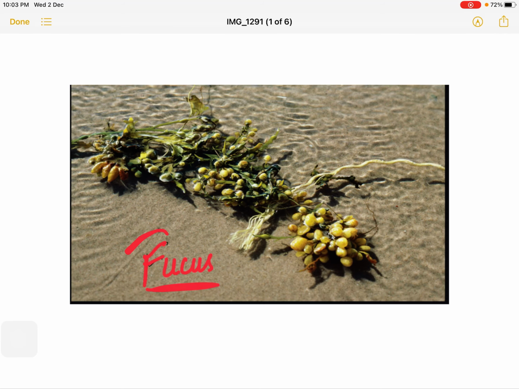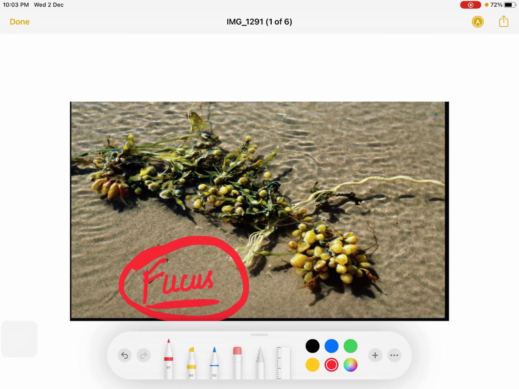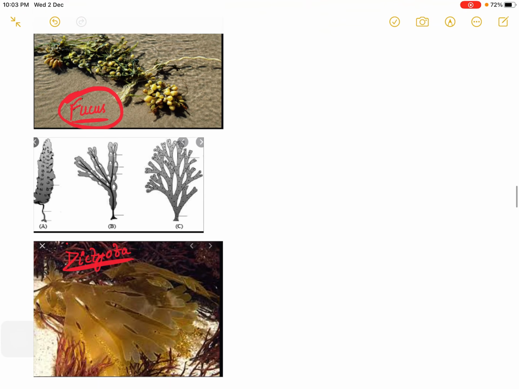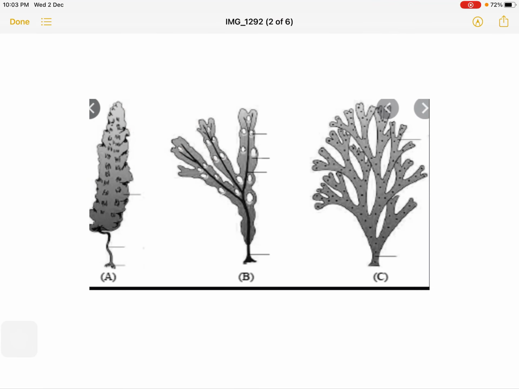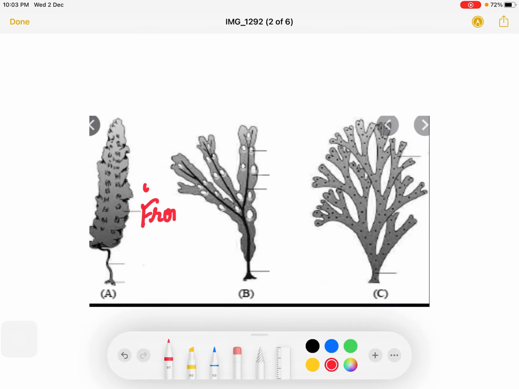So this is the Fucus. This is the picture of Fucus, as you can see. That is the brown algae, different shades of brown. Now, if you look at your NCERT, I think you can give the answer for this A, B, and C. This is the body. So this is the frond, right? That is the photosynthetic structure, and this stalk-like structure is the stipe, and because this is attached to the substratum, this is the holdfast, and this is the picture of Laminaria, right?